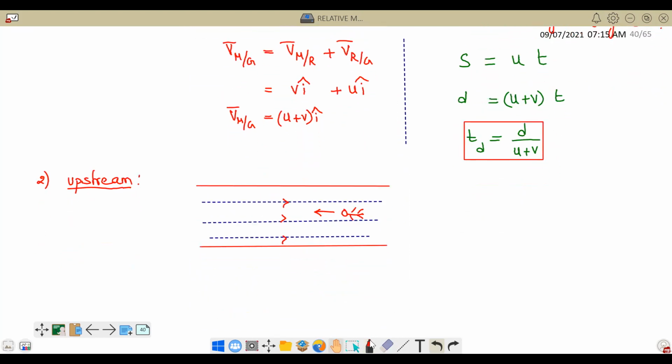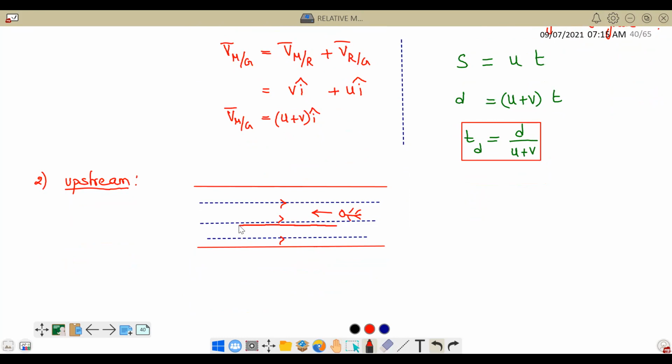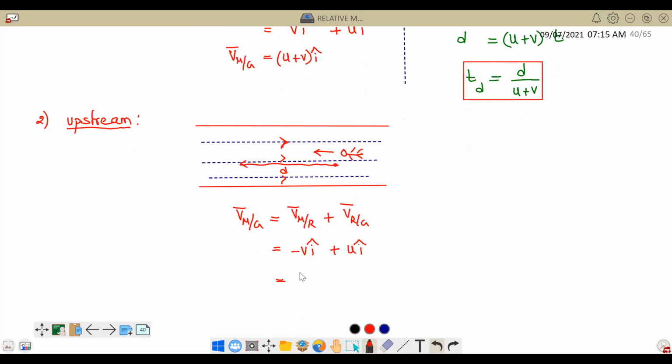Suppose here also he has traveled a distance d. First of all, what is the velocity of man with respect to ground? It is equal to velocity of man with respect to river plus velocity of river with respect to ground. Velocity of river with respect to ground is right side only, so that is u i cap. Velocity of man with respect to river is left side, so minus v i cap. So this is equal to (u minus v) times i cap.